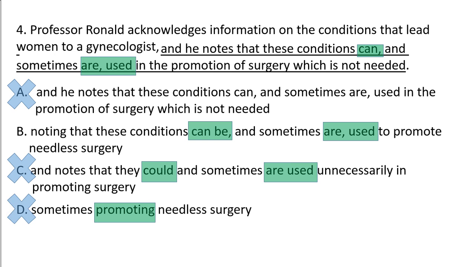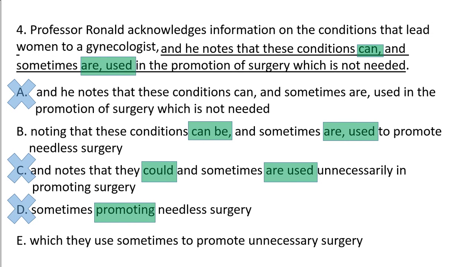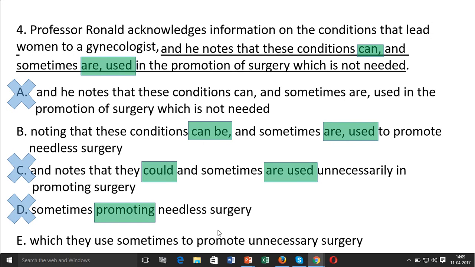Now we are left with E. So E says, which they use sometimes to promote unnecessary surgery. Here, the same time to promote was fine, but here is incorrect. Here, promoting was incorrect. Here, to promote needless surgery is all right. Here, which means what? Gynecologist, and which they use.